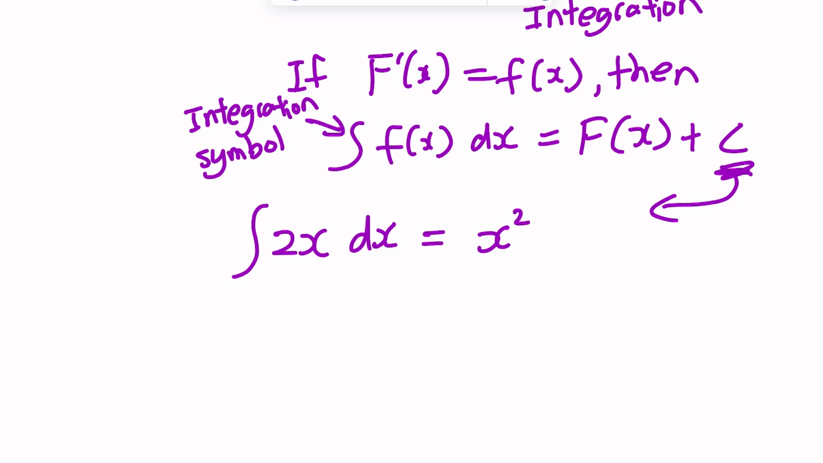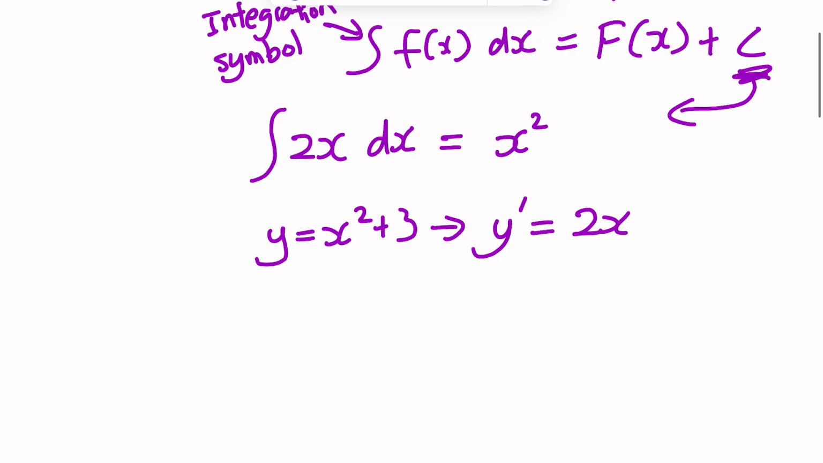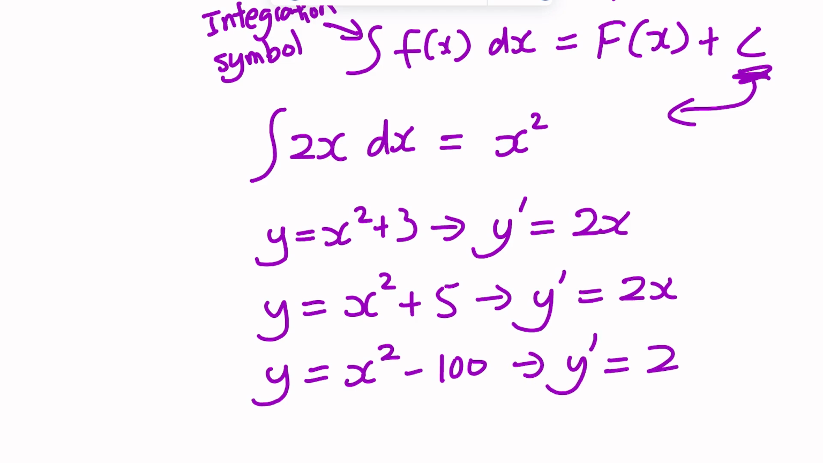So now let's just go back a bit and try to find the derivative of certain functions. Let's say y equals x squared plus 3. I want to find the derivative, right? That would be 2x, and this 3 disappears because it's a constant. Again, I want to find the derivative of x squared plus, let's say, another number, plus 5. The derivative would still be 2x. Let's say I want to find the derivative of x squared minus 100. The derivative would, you guessed it right, still remain the same, 2x.